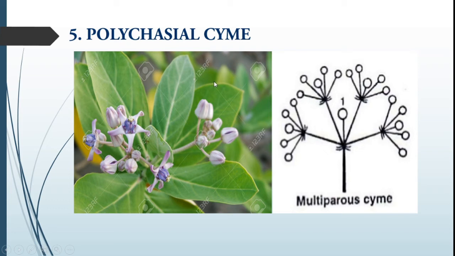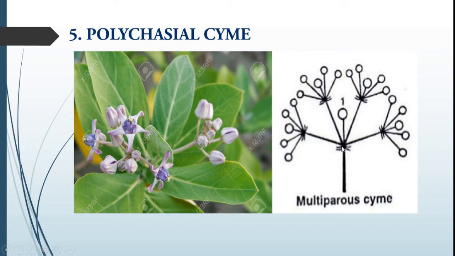Now the next category is the polychasial cyme. We can also say that this is called multiparous cyme. Here, this is the Calotropis. In Malayalam it is called Erikku. Now this is the main peduncle which ends in a flower. In monochasial cyme you see one branch. In dichasial cyme you can see two branches, but in polychasial cyme we can see more than two branches or two lateral buds. Here there are four buds.